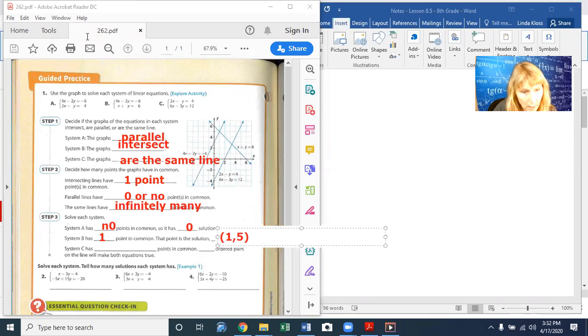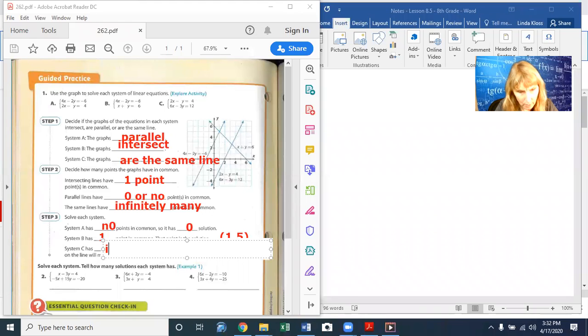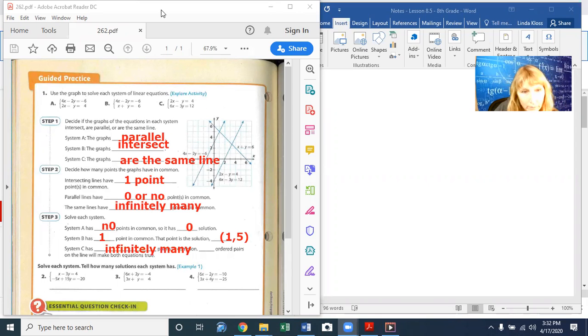And system C has, what are we going to say there? Infinitely many points in common. Blank ordered pairs on the line will make both equations true. All ordered pairs will make the equation true. Okay? So far, so good? All right, that's using a graph to figure out how many solutions.